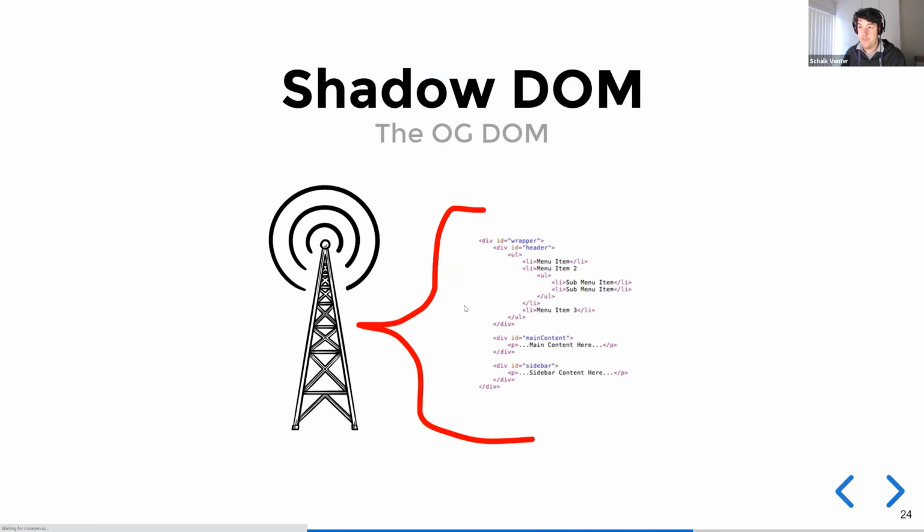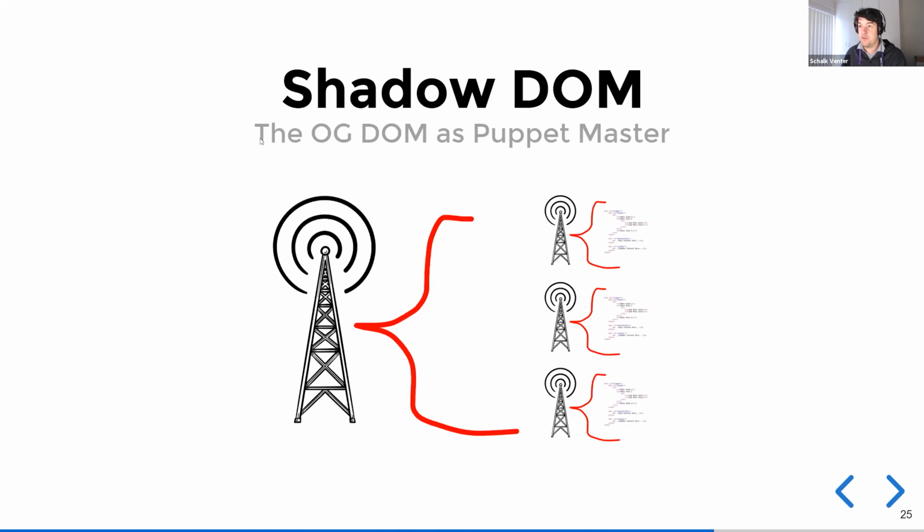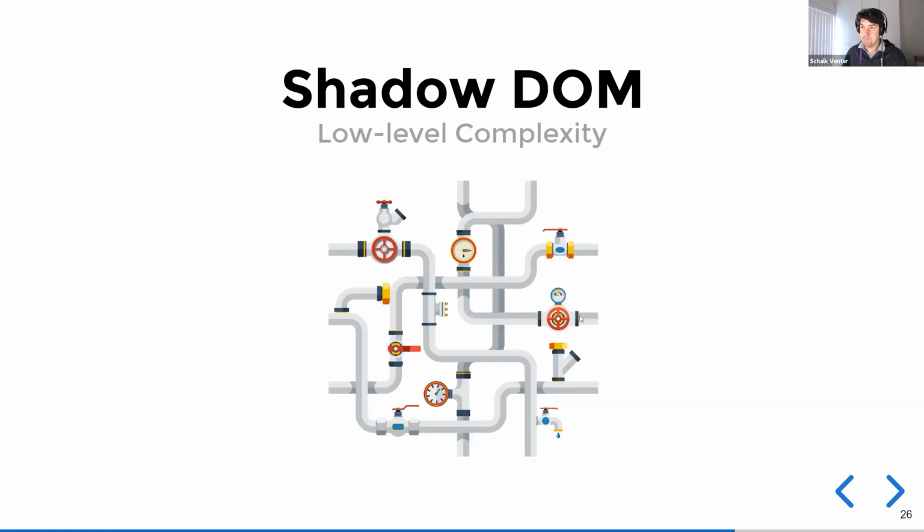So if we just have a look, this is the original, just the actual DOM as we know it. And then with shadow DOMs, we have these little nested DOMs inside our big DOM. So why do we want this? This seems like a lot of complexity.